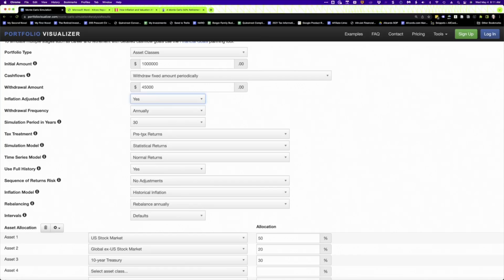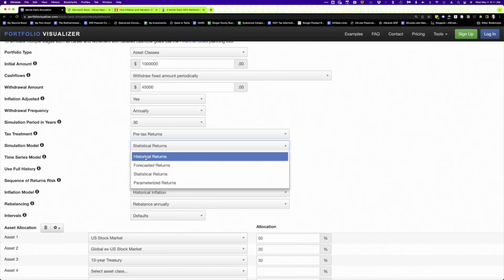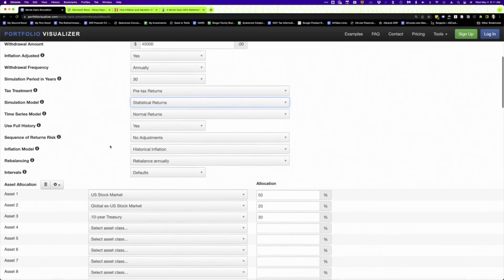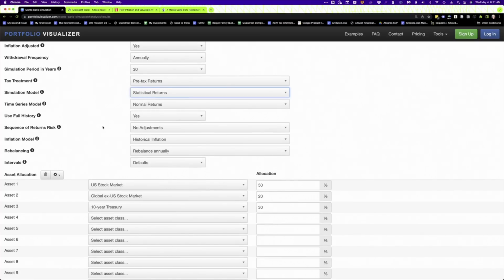We're going to use pre-tax. The only reason you would use after-tax, I think, is if most of your money's in Roth accounts, but you can test it with both. We're going to use a statistical return model, which is what the two viewers' emails sort of asked about. You can use others like historical returns as well if you want to try out different approaches. We're going to use normal returns.